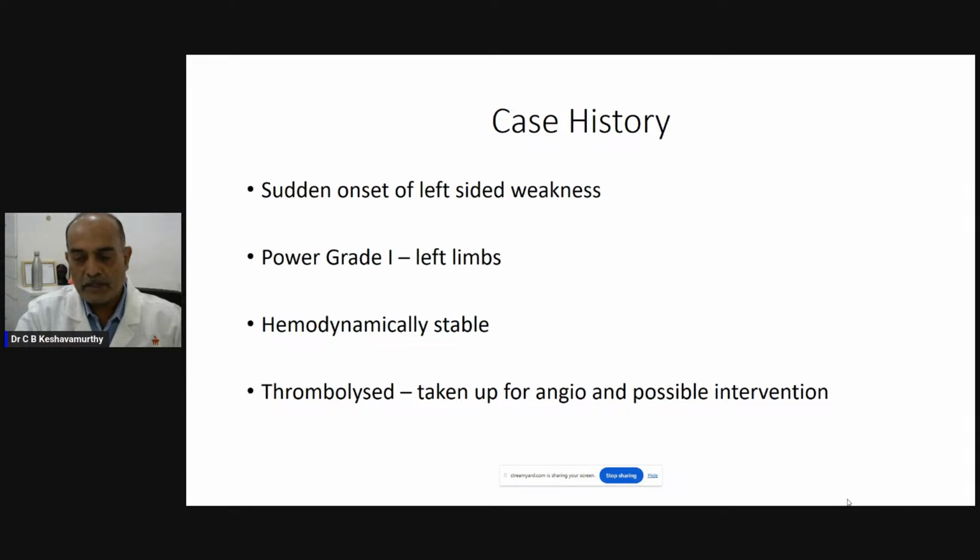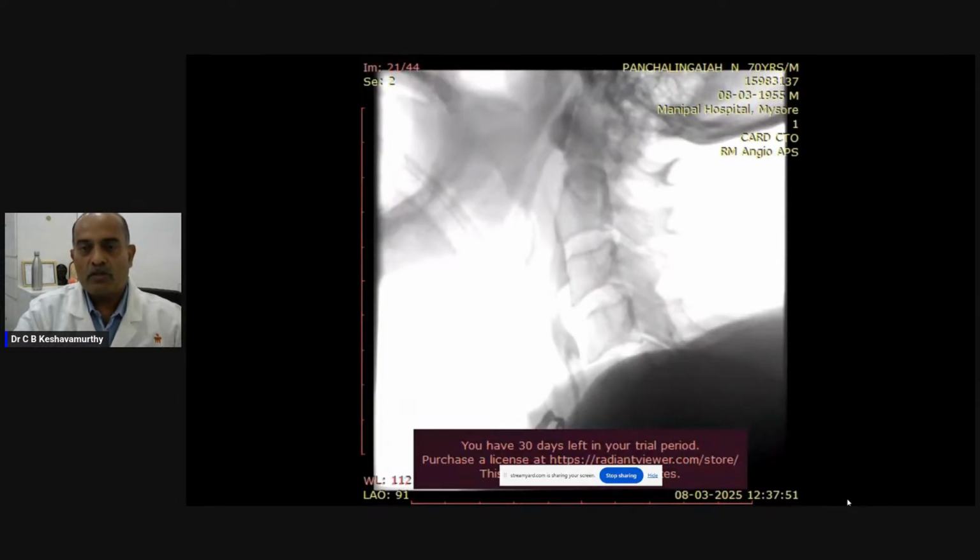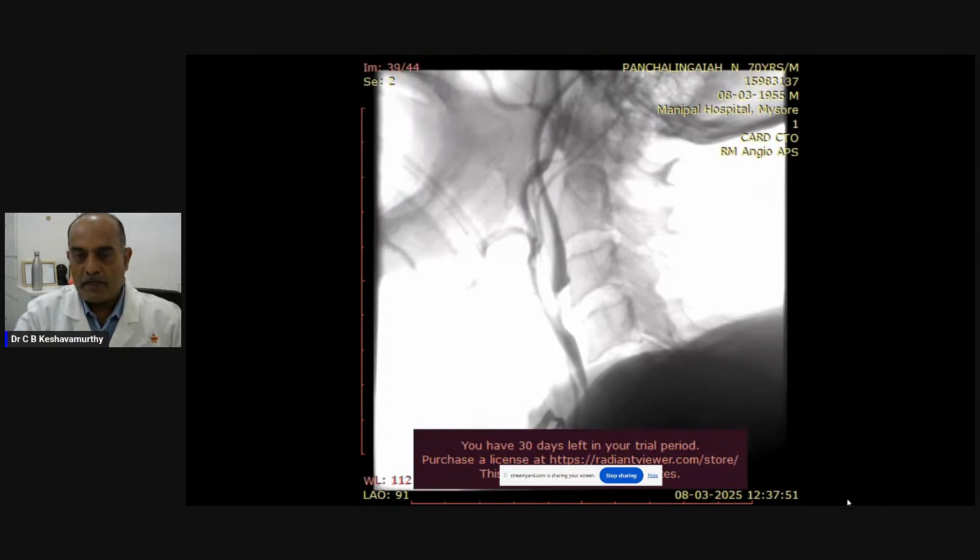Hemodynamically stable. The patient was thrombolyzed because he came within the window, and he was thrombolyzed and taken up for an angio and possible intervention. So the first angiogram showed this picture. There was a very critical stenosis in the internal carotid artery.